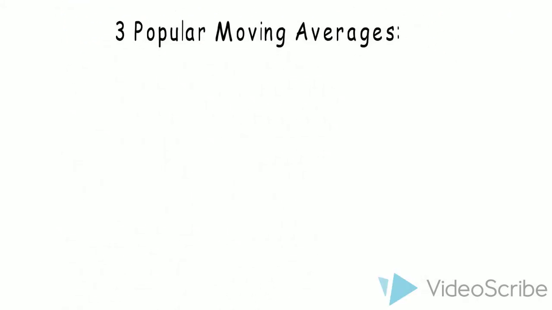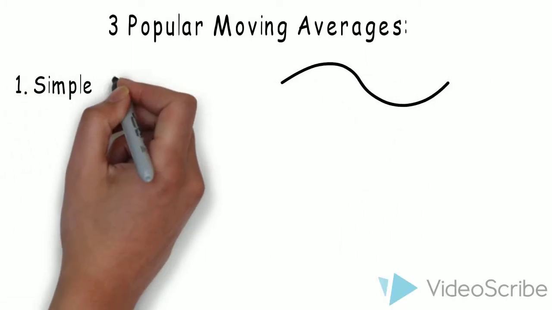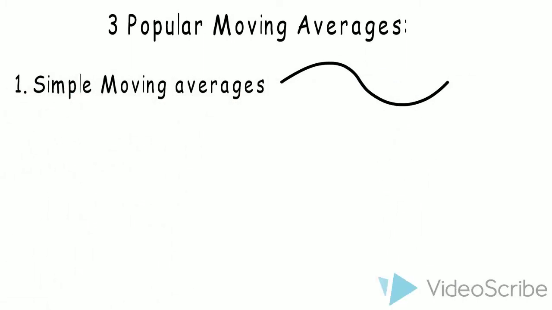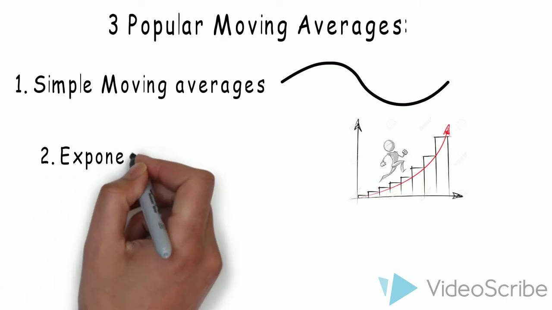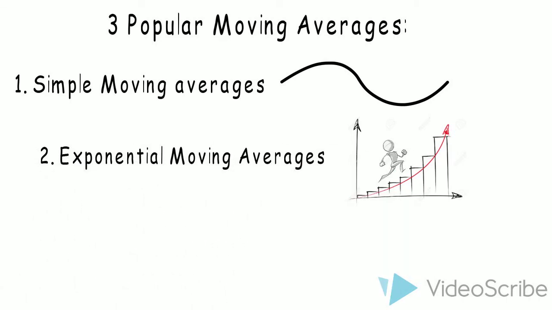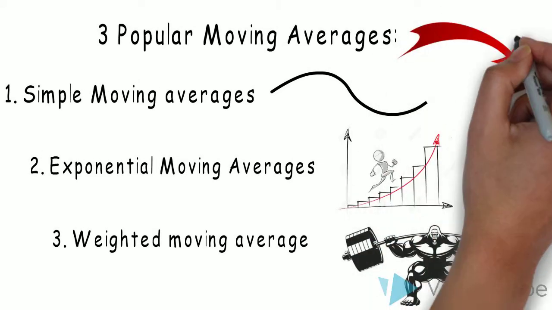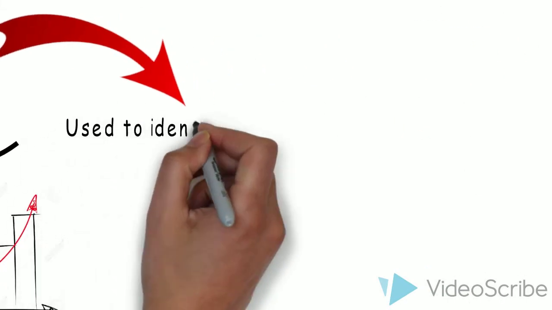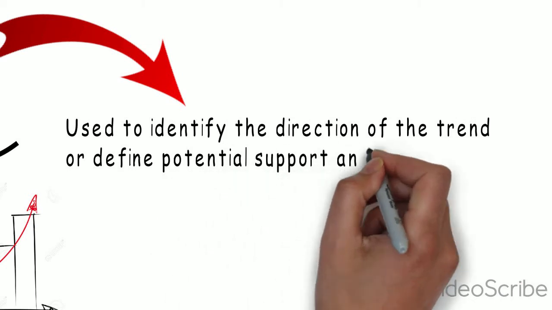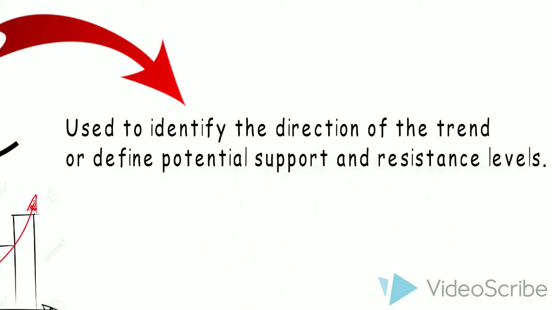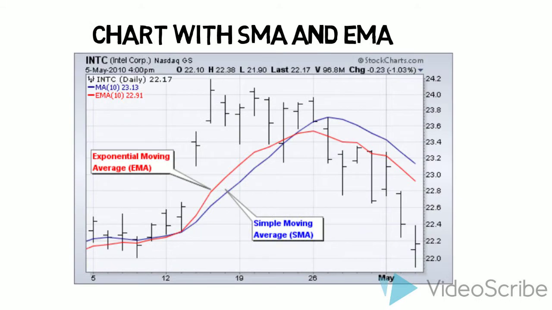There are three very popular moving averages used, which are your simple moving average, SMA, exponential moving average, EMA, and the weighted moving average. These moving averages can be used to identify the direction of the trend or define potential support and resistance levels. Here below is a chart with both an SMA and an EMA on it.